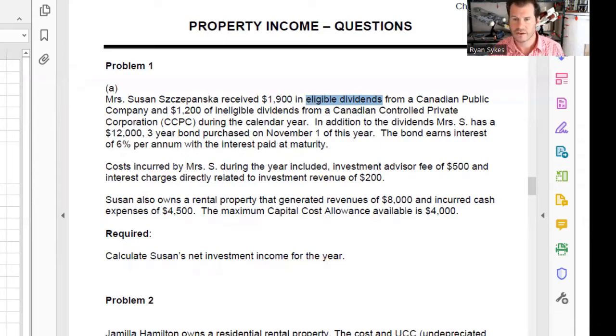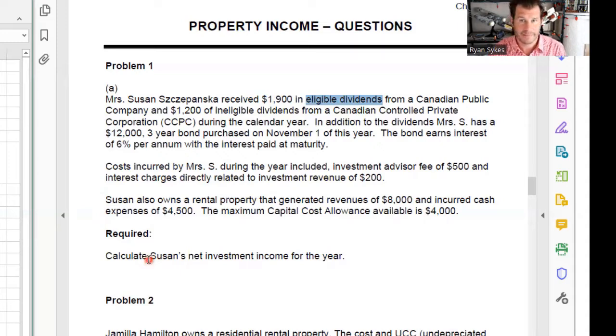So let's do that. I'll jump over here to my template on the left. And I've sort of got things established here. You can see that I've got property income, which is what we're basically determining for the year. Now, I know it says net investment income for the year. It's not worded particularly well. We want the total property income.